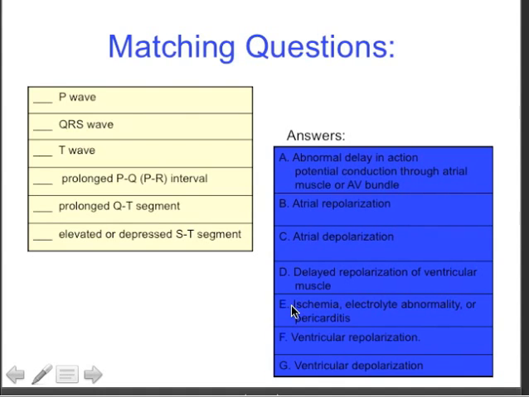Okay, matching questions, which is which, and we'll just put them up here. P wave, the proper match is C. The QRS wave, G and B. The T wave, F. The prolonged PQ interval is A. The prolonged QT segment is D. And then elevated or depressed ST segment is E. Okay.